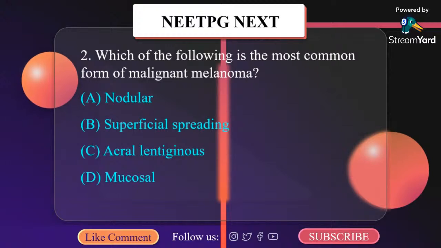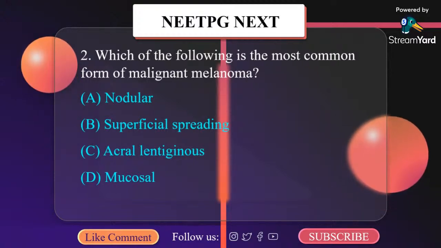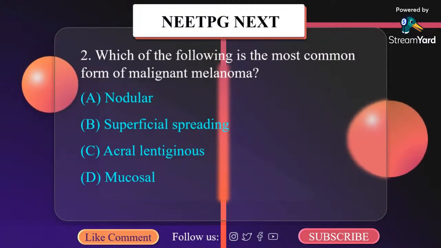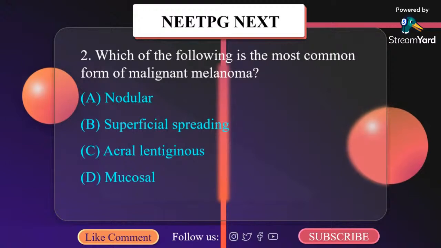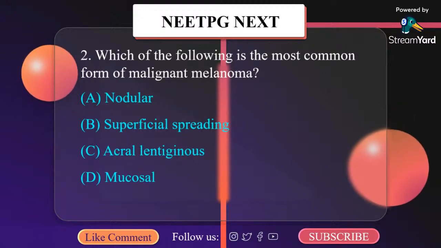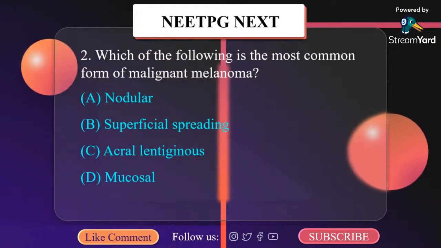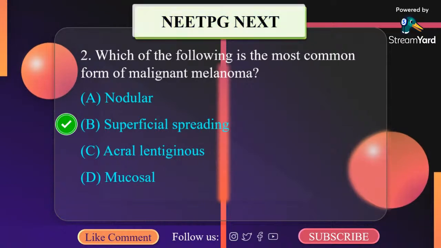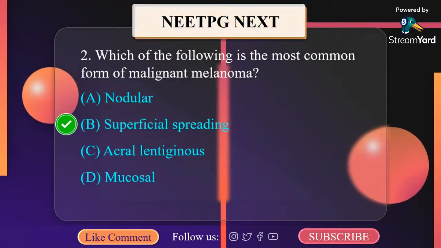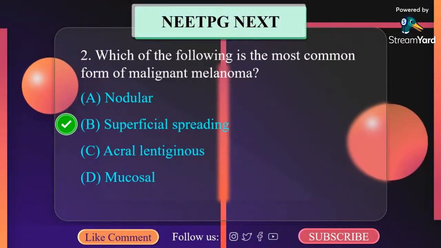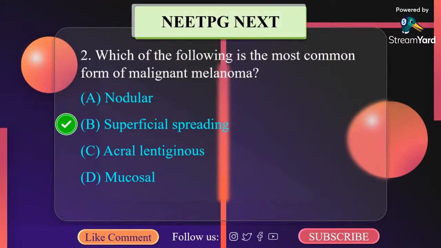So, which is the most common form of malignant melanoma? Four options are given: A. Nodular, B. Superficial spreading, C. Acral lentiginous, D. Mucosal. What do you think is the correct answer? Please type in the chat box. It is superficial spreading melanoma. Let us move on to the next question.